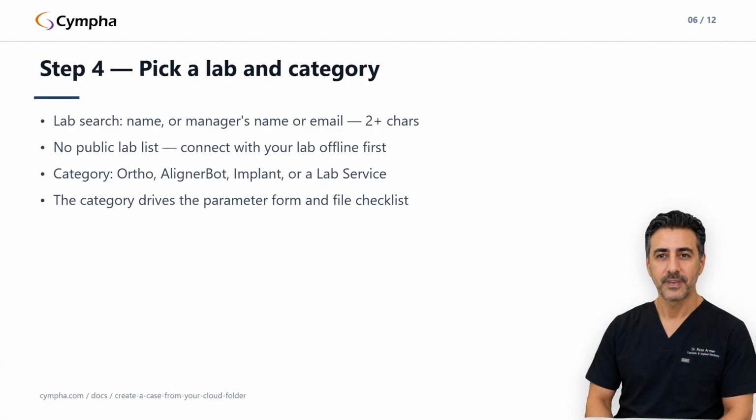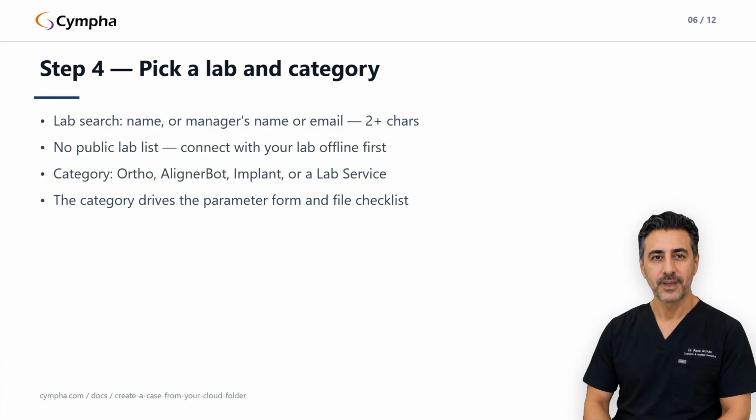The patient block at the top, name, gender, date of birth, complaints, expected date, is required on every category, but only the patient name is hard validated. Everything else is optional, so a minimal case needs a single field. Still, fill in what the lab will actually use. The complaints and the expected date are what a busy lab manager reads first.